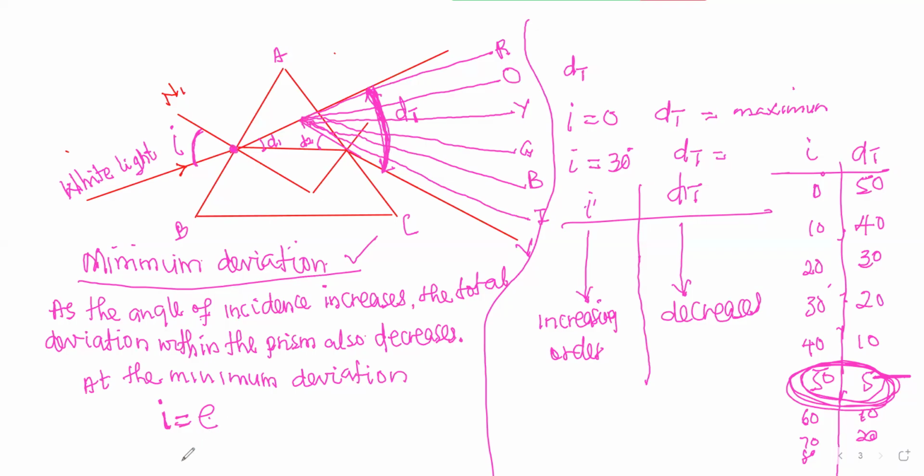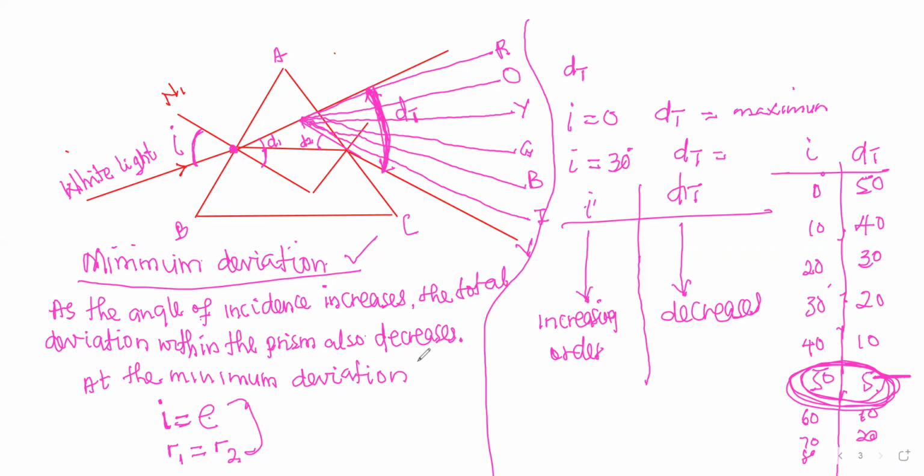That is one. Two, at the minimum deviation, the first angle of refraction, R1, is also equal to the second angle of refraction, R2. So when you see the point where I is equal to E, R1 is equal to R2, then it is at the minimum deviation. Class, are we okay? Hello, are we okay? Yeah.